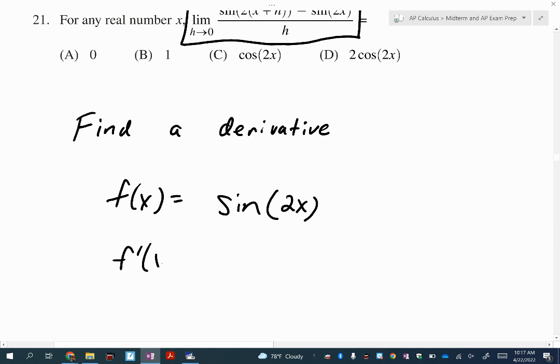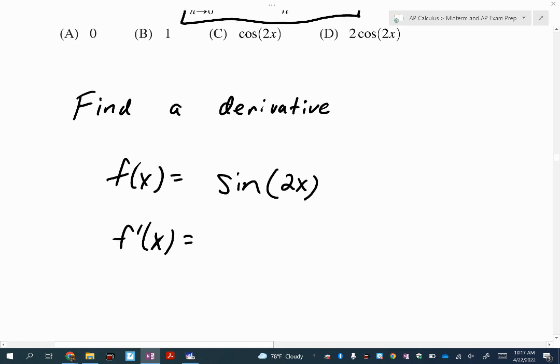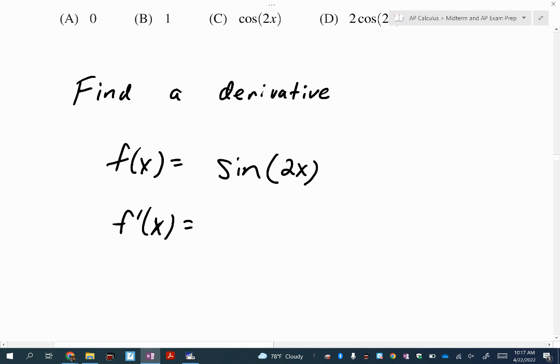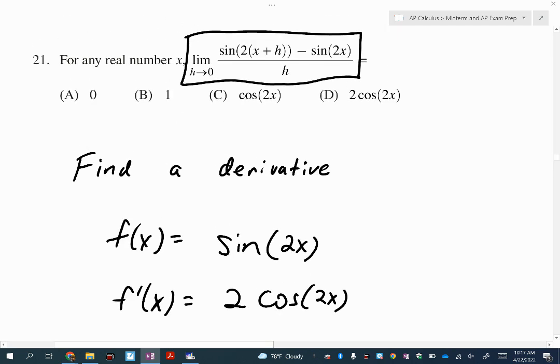I think you do. What's the derivative of sine? Cosine. And then what do you have to make sure you do? Chain rule. So what's the derivative of 2x? 2, so that goes in front.